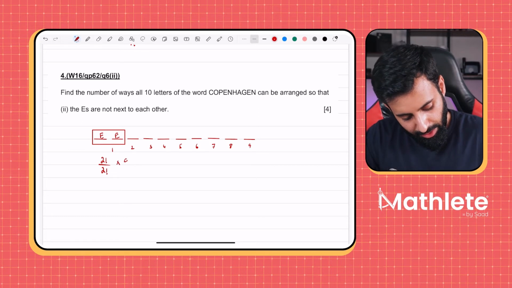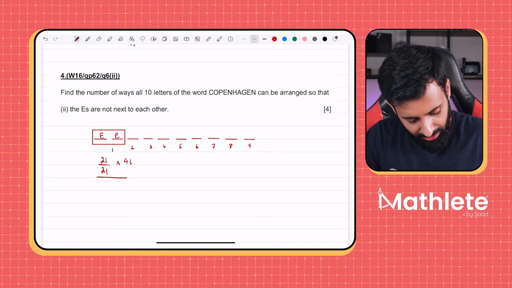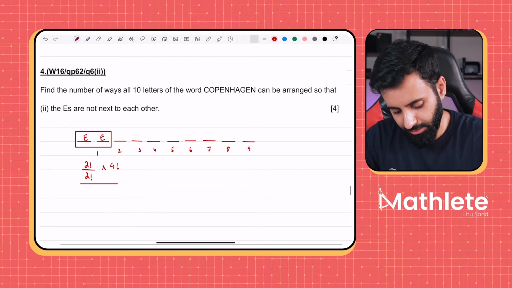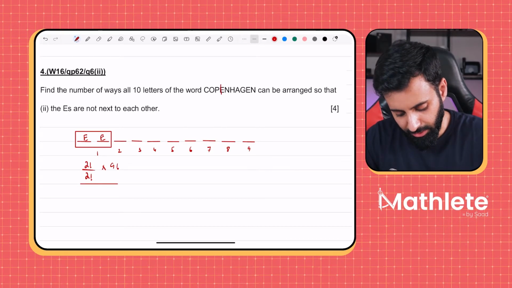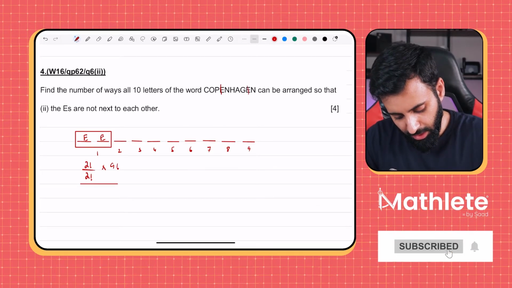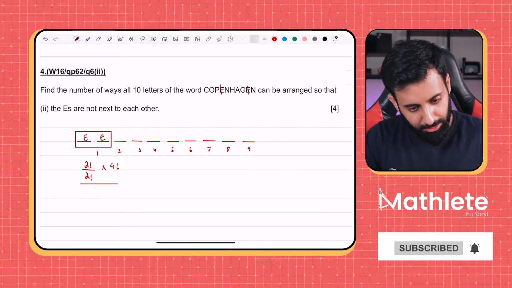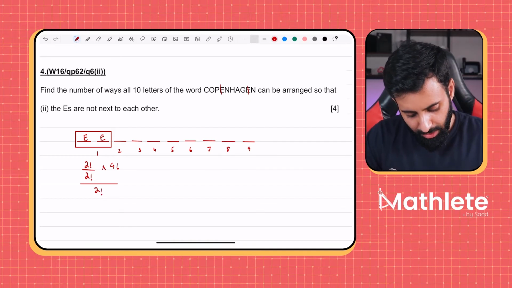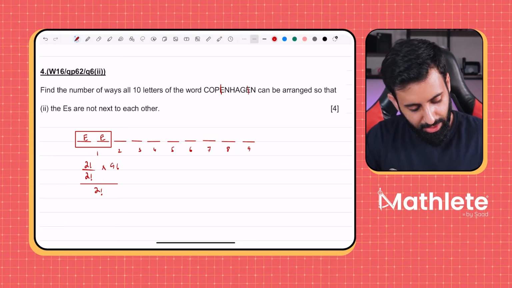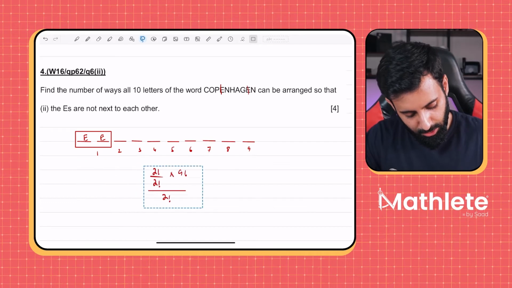So 9 factorial, but let's see if there are any repetitions. There must be. I can already see N is being repeated. Okay, so N occurs twice, so that means we'll have to divide by 2 factorial. P occurs once, O occurs once, C occurs once, A occurs once, H also occurs once. So this will give us the number of ways that the 2 E's are together.